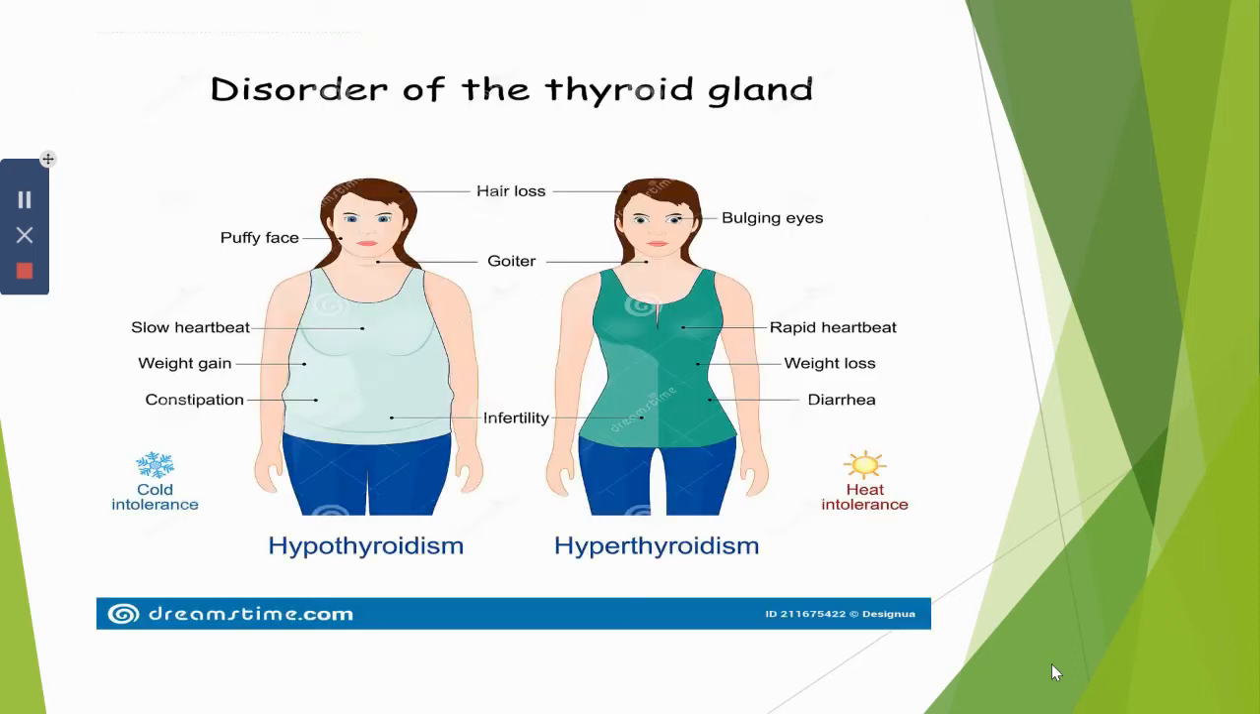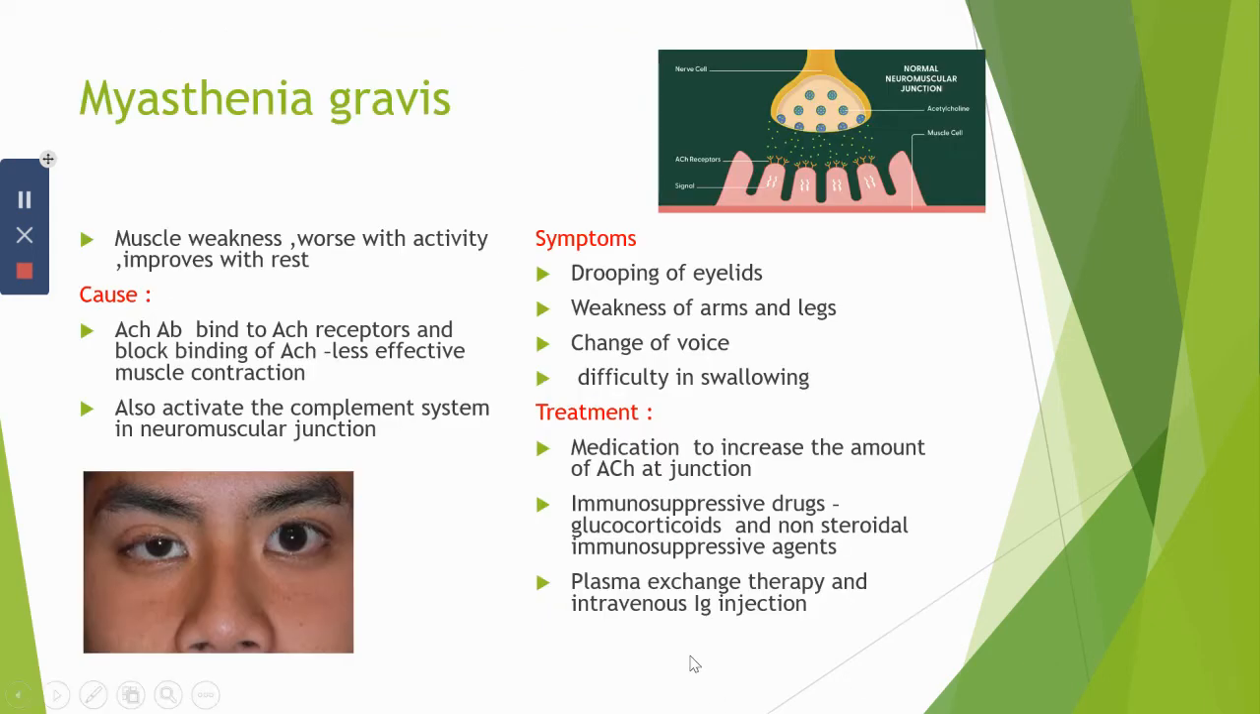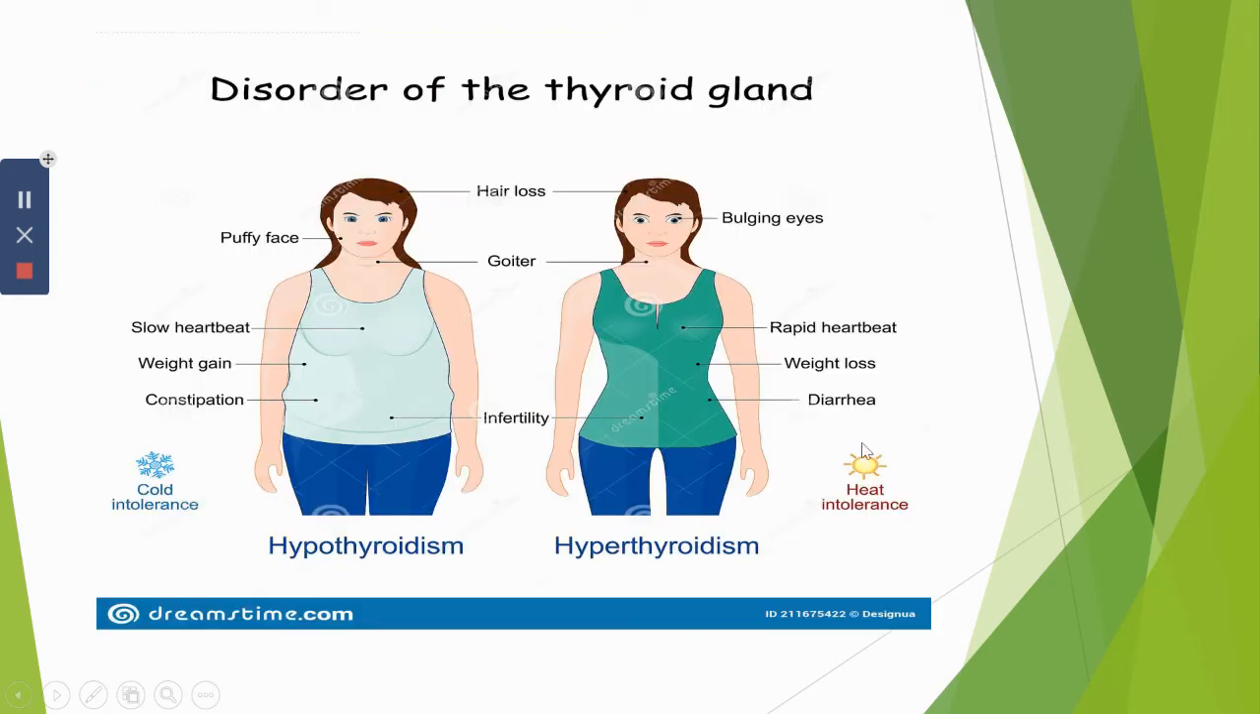This is a differentiation between hypothyroidism and hyperthyroidism. Here there is weight gain, weight loss, then there is goiter in both cases, there will be hair loss. In this case, there will be bulging eyes, there will be puffiness of the face, the heartbeat will be slow, weight gain will be there, constipation will be there, it leads to infertility.